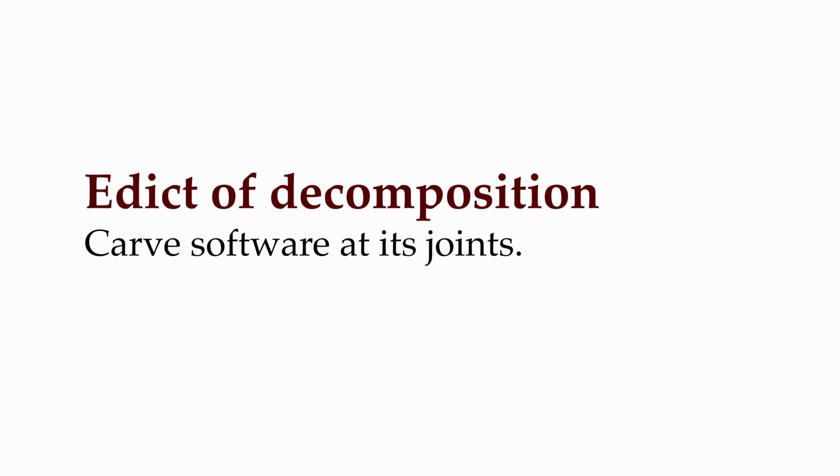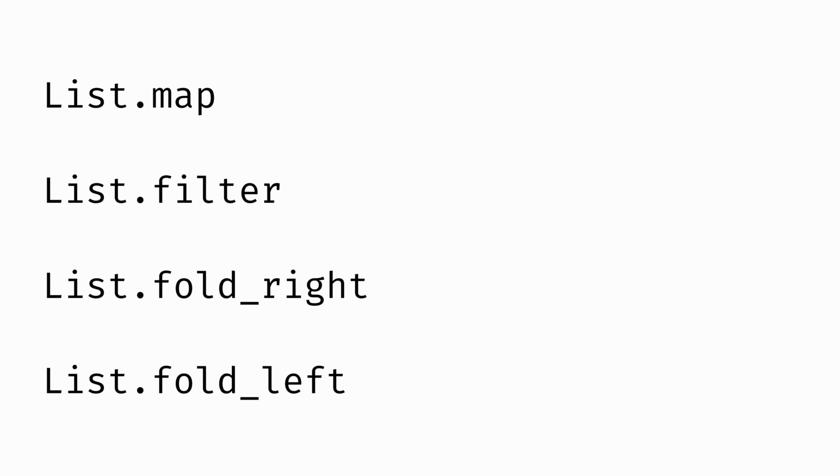These kinds of abstractions are so useful with lists that OCaml makes them available to us in the built-in list module. We'll talk more about modules later in the course, but for now, know that you can use the functions List.map, List.filter, List.foldRight, and List.foldLeft to use these abstractions without needing to write all of the redundant code yourself.